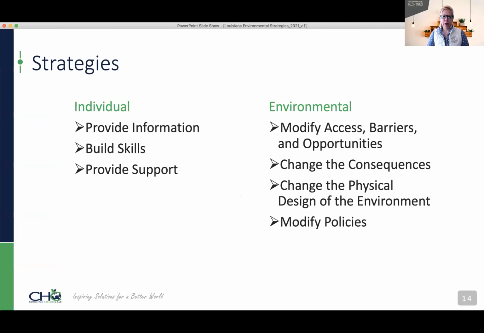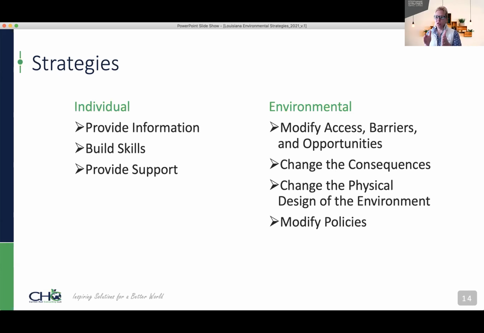So again, if we break down those strategies, we have the individual strategies that are providing information, building skills, providing support. These are the strategies that work toward change within one person. They can often take a lot more time of our volunteers and our staff. They can sometimes be more costly, but sometimes they're easier for us to come up with, especially if we're not good at articulating exactly the behavior associated with our local condition.